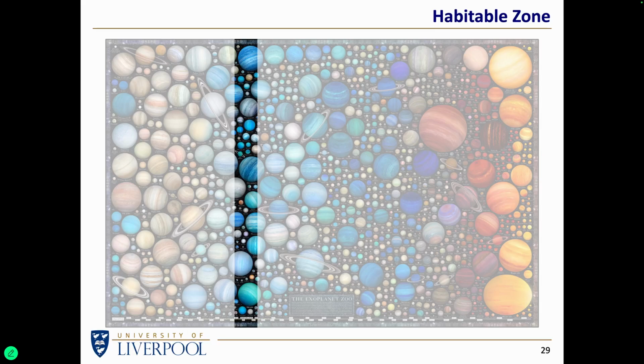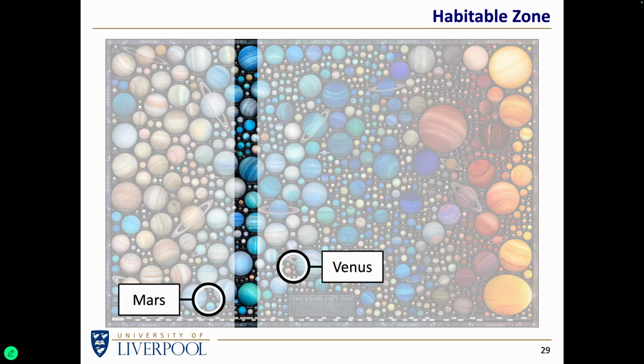If we look at where some familiar planets are, for instance, there's Mars looking rather cold beyond the habitable zone in terms of distance, so a bit too cold. And on the near side, there's Venus, which is getting a little bit too warm. And no surprise, of course, Earth is within the habitable zone.